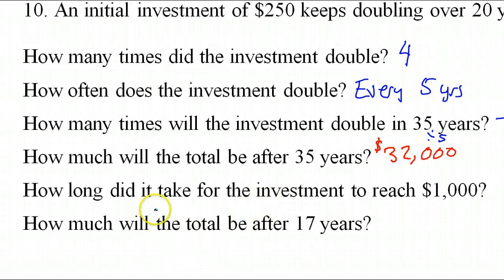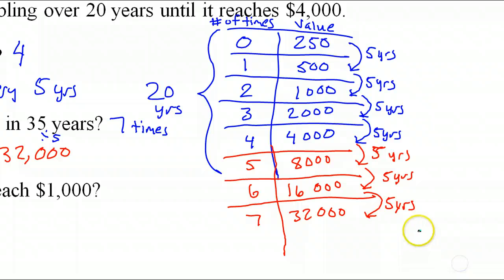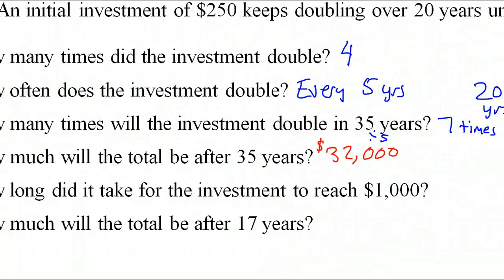Okay, how long did it take for the investment to reach $1,000? Well, let's look back at the chart. All right, 5, 10 years. It took 10 years to reach $1,000.